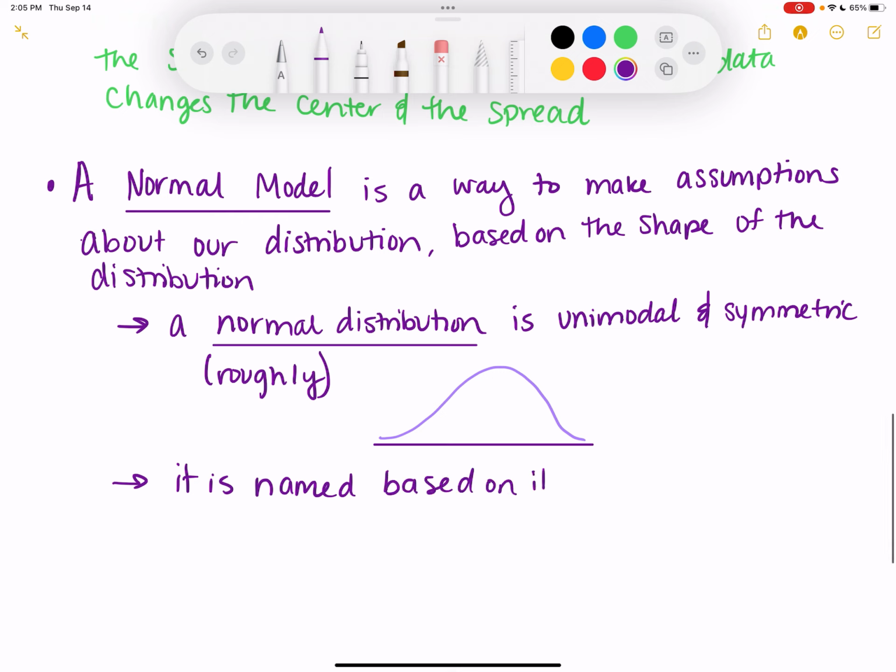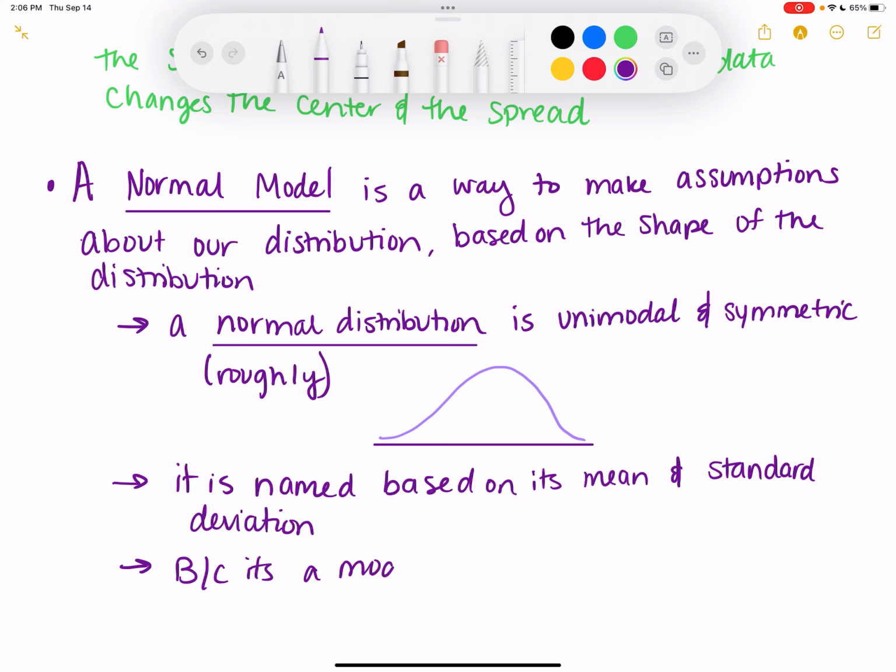It is named based on its mean and standard deviation. Because it's a model, we use mu for the mean and sigma for the standard deviation.